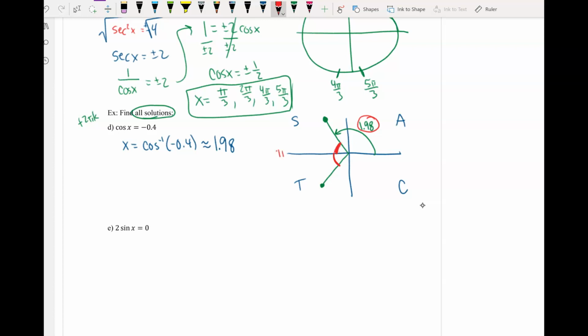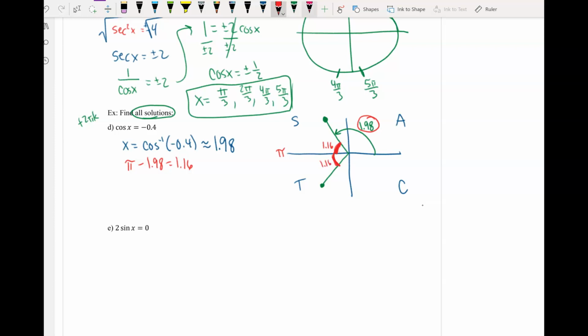So I know this is 180 degrees. This is pi. Okay, so if I want to figure out what this leftover part is, well, I'm going to do pi minus 1.98. And that's going to give me that red part there. So let's do pi minus 1.98. That's going to give me 1.16. So that means this guy right here is 1.16. If this guy is 1.16, that means that this guy should also be 1.16.